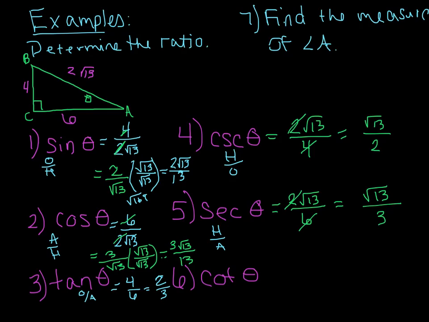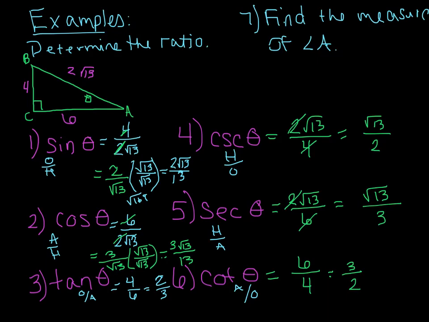And then my cotangent's the reciprocal to tangent. So cotangent is adjacent over opposite. And again, my adjacent side is 6, which is next to my angle. My opposite side is 4, so that reduces to 3 over 2. So that's finding the ratios.